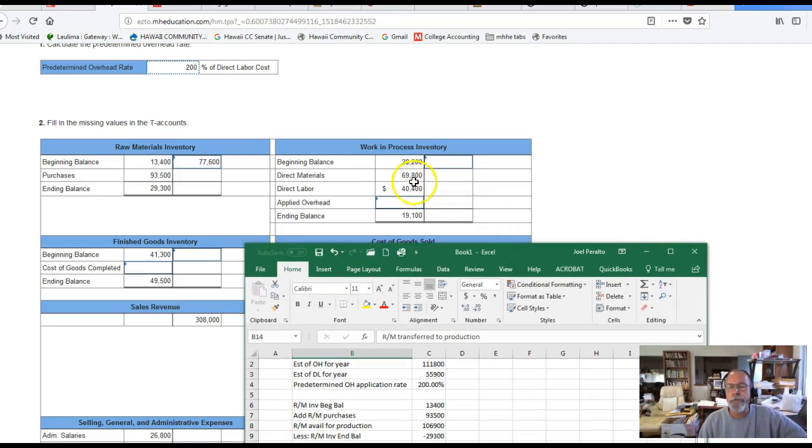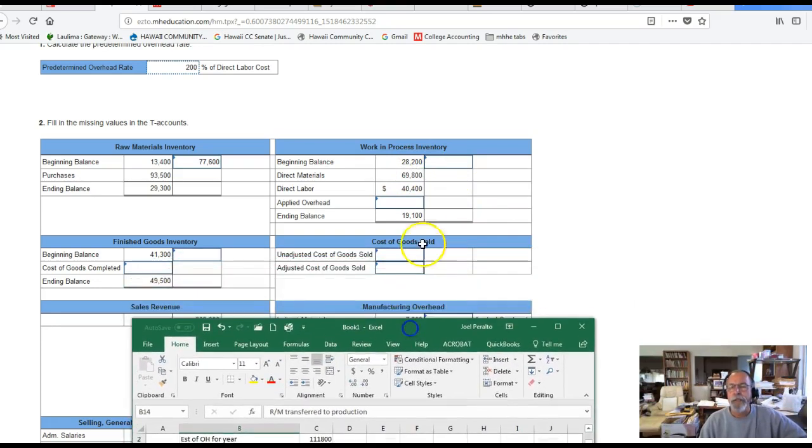Okay, so in our work in process inventory account, now keep in mind that work in process inventory represents our goods in production or jobs in production. This is an asset account, it's an inventory account, and this is the account that we use to accumulate and keep track of our direct material, direct labor and overhead costs for each and all of our jobs.